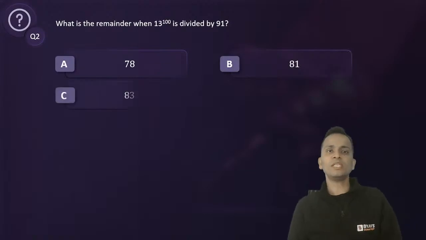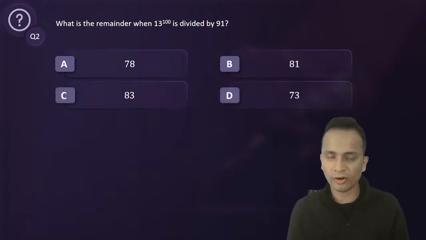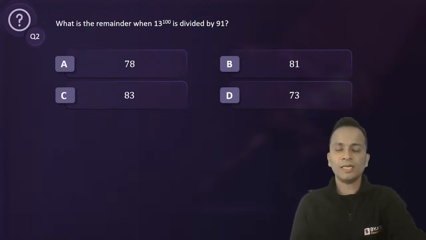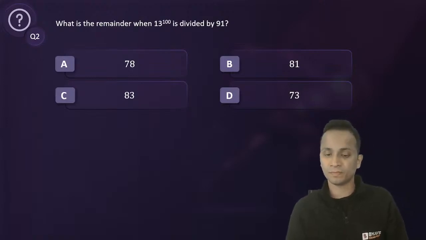Question number 2. What is the remainder when 13 raised to the power 100 is divided by 91? I need the remainder.